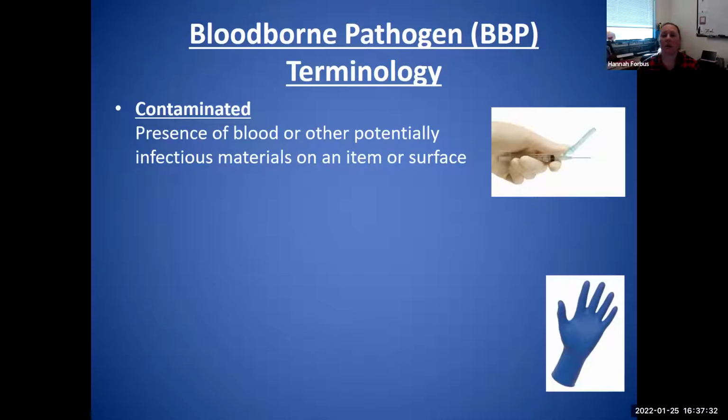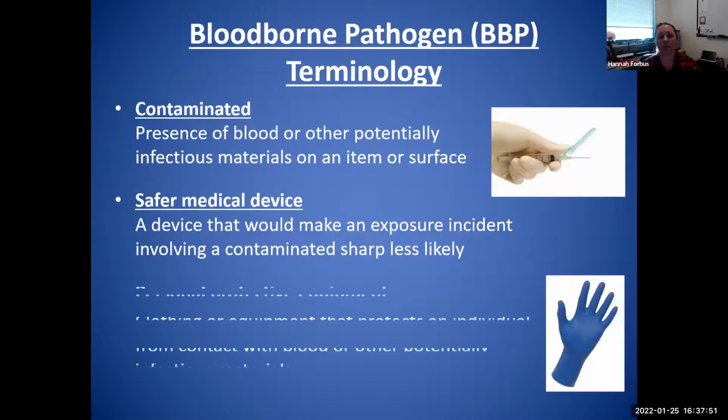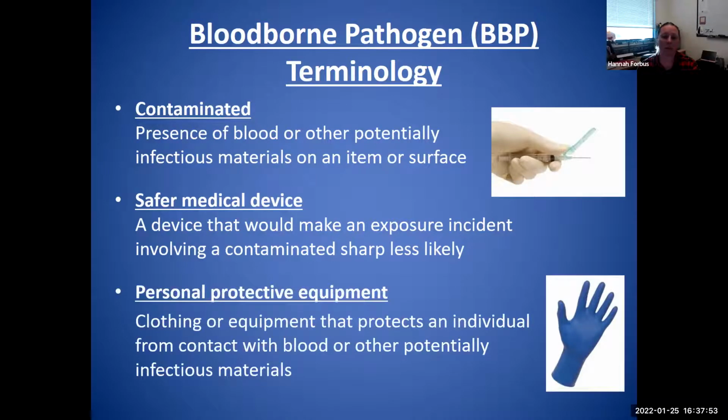Contaminated means that there's the presence of blood or other potentially infectious materials on an item or surface. Remember, we call those OPIM. A safer medical device. This is a device that would make an exposure incident involving a contaminated sharp less likely. Personal protective equipment, or PPE. This is clothing or equipment that protects an individual from contact with blood or other potentially infectious materials. OPIM.